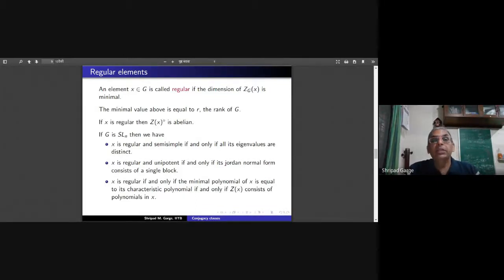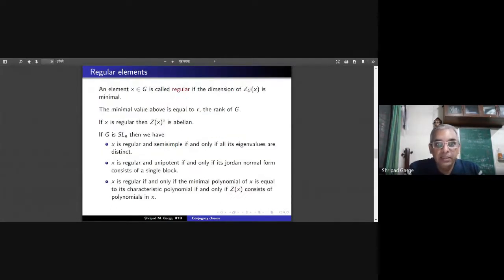Moreover, an element is regular in SLN if and only if the minimal polynomial is equal to its characteristic polynomial, if and only if Gx consists of polynomials in X. You put your group inside a matrix ring, where you can evaluate polynomials on your element X, and look at polynomial values of X, which are again in SLN. Those are precisely the elements which commute with your element X. These are some statements which are easy to see for SLN.